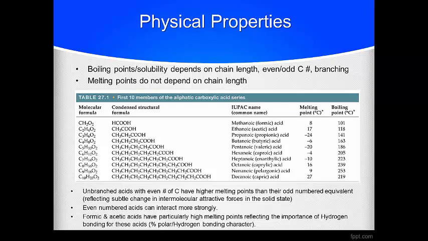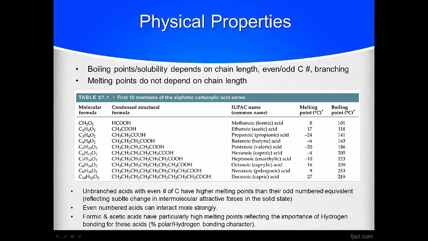Then we have propanoic acid, butanoic, pentanoic, hexanoic, heptanoic, octanoic, nonanoic, and decanoic acid. Okay, so going up to a 10 carbon chain there. So have a look at our boiling point. Our boiling point is getting very high when we have our 10 carbon chain compared to when we just have our 1 carbon chain. So the longer the carbon chain, the higher the boiling point.